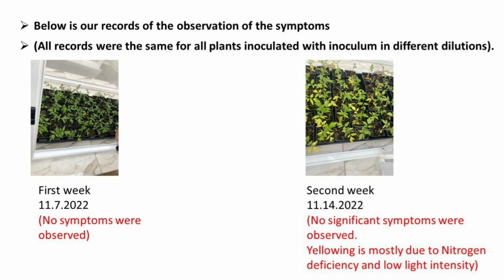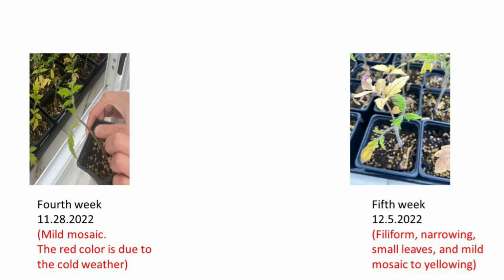First week, no symptoms were observed. Second week, no significant symptoms were observed. Third week, yellowing, mostly due to nitrogen deficiency and low light intensity. Fourth week, mild mosaic. The red color is due to the cold weather. Fifth week, filiform, narrowing, small leaves, and mild mosaic to yellowing.